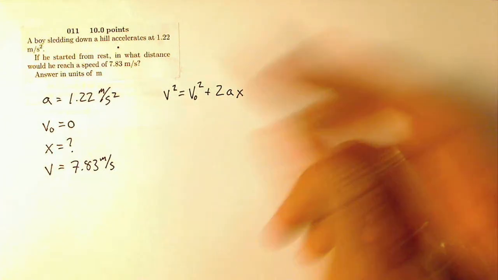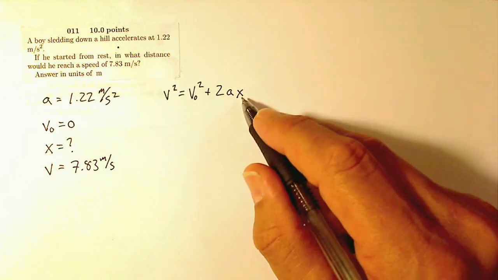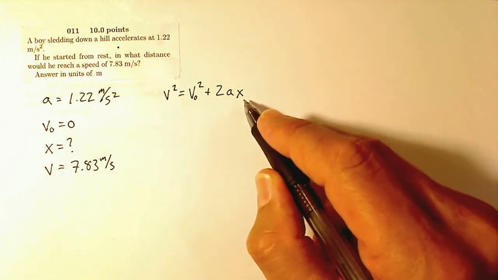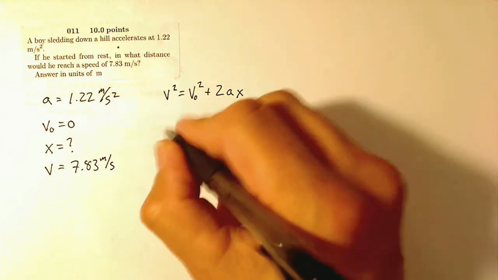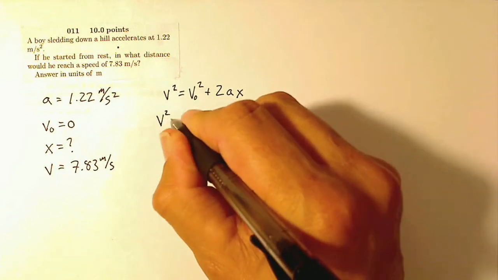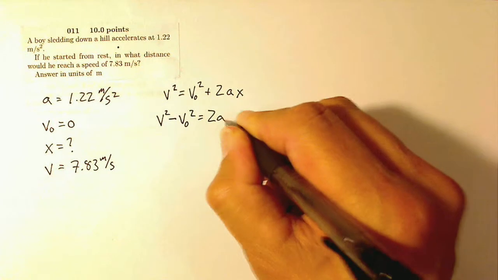Now you have 2 choices here. You can plug in the numbers and then rearrange, or sometimes it's fun just to rearrange before you plug in the numbers. So I can take this and I'm going to rearrange. I'm going to subtract v0 squared from both sides. So I'm going to get v squared minus v0 squared equals 2ax.